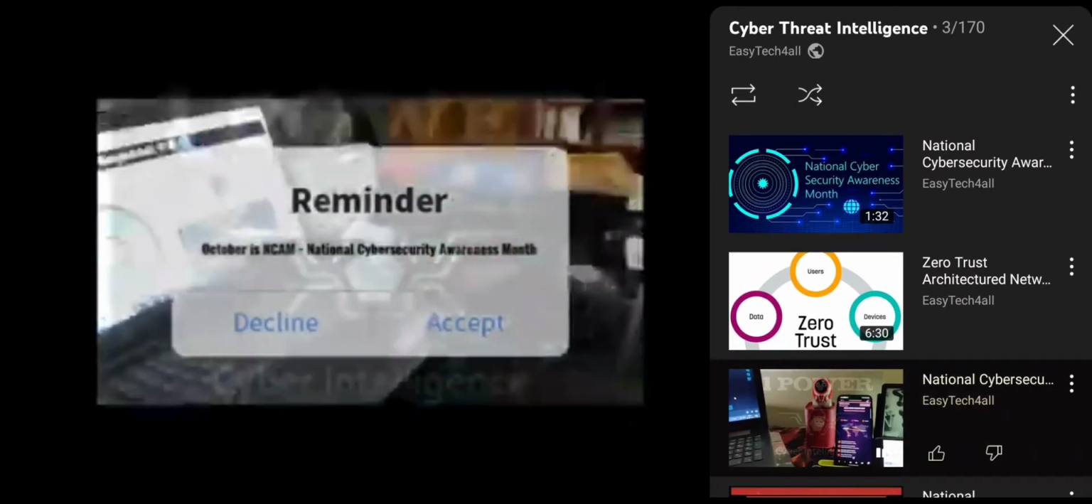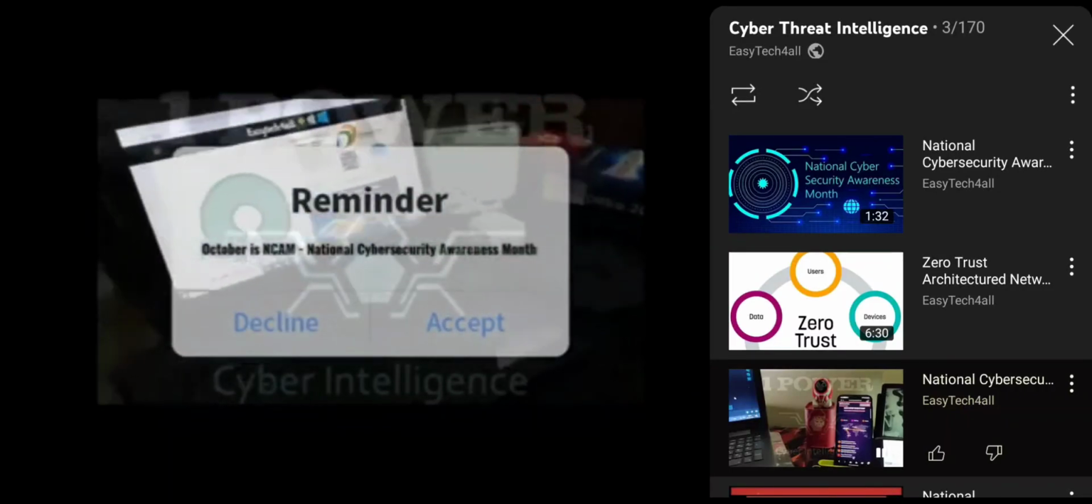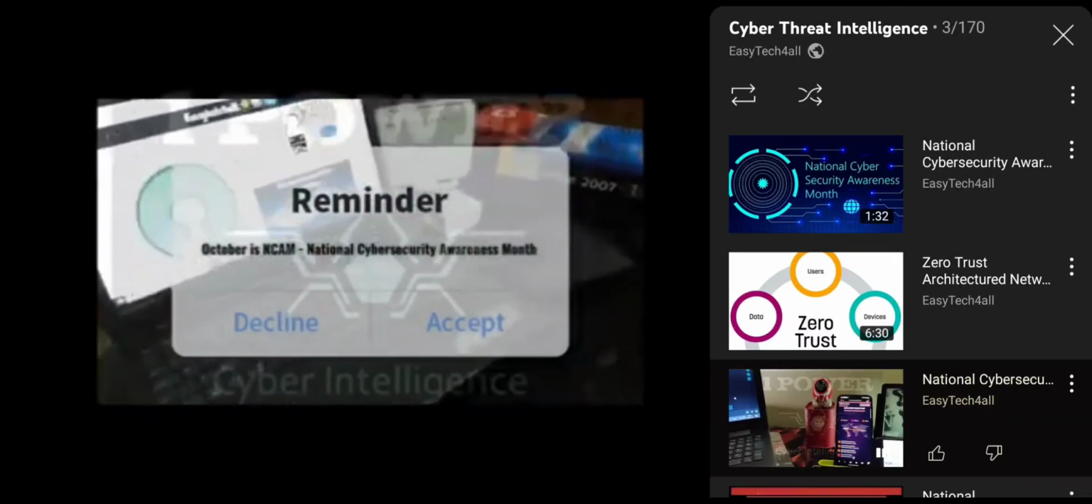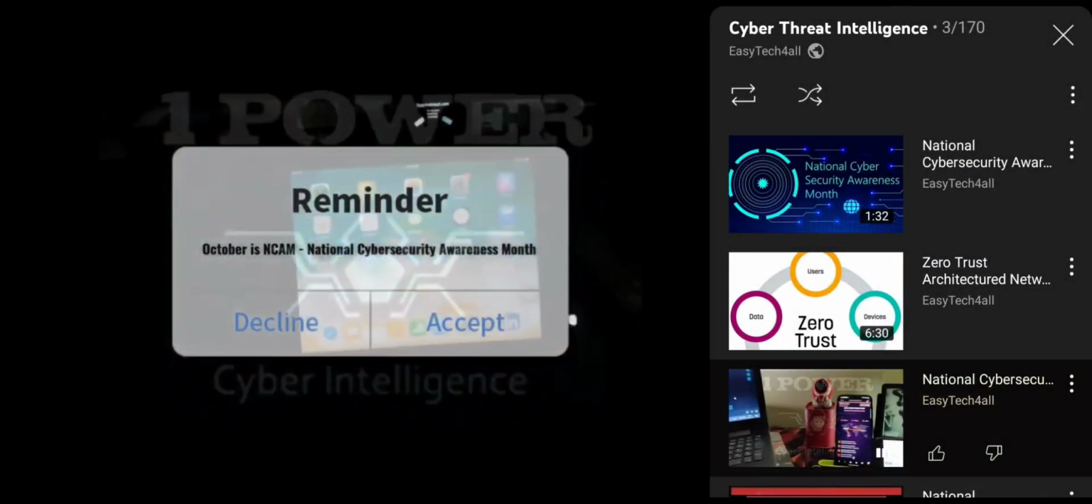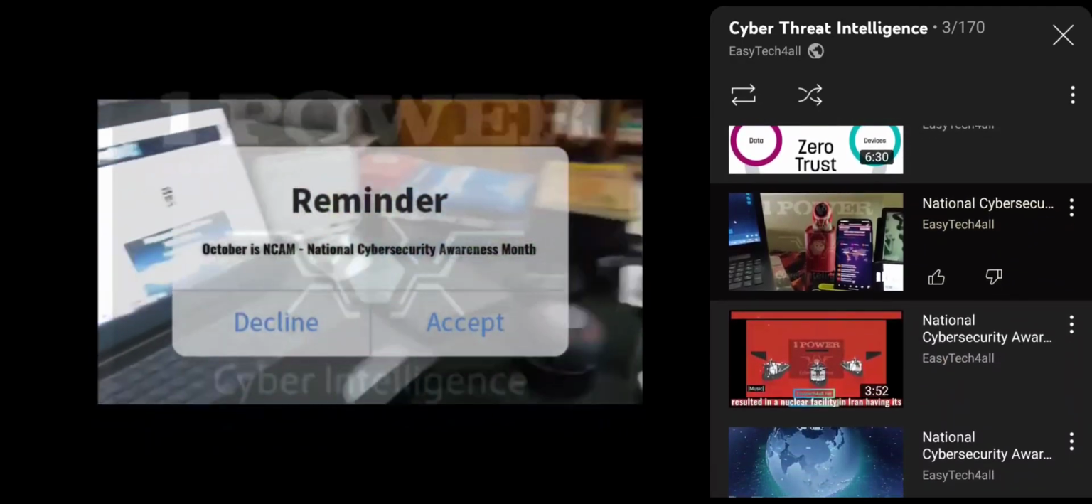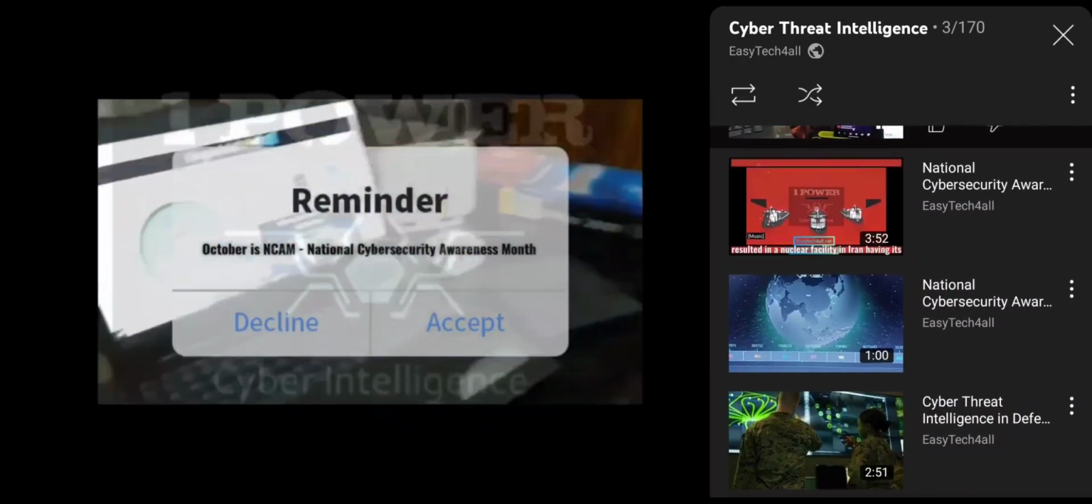National Cybersecurity Awareness Month is observed in October. Started by the National Cybersecurity Division within the Department of Homeland Security and the non-profit National Cybersecurity Alliance, the month raises awareness about the importance of cybersecurity.